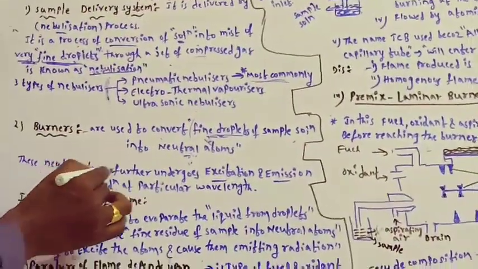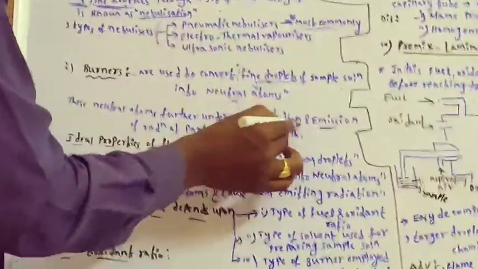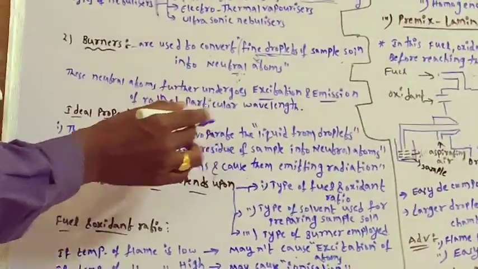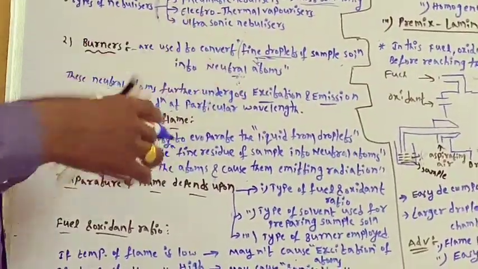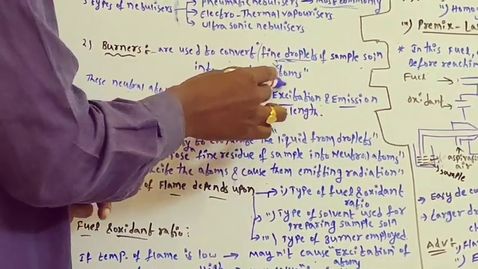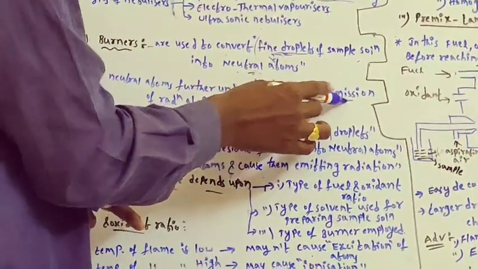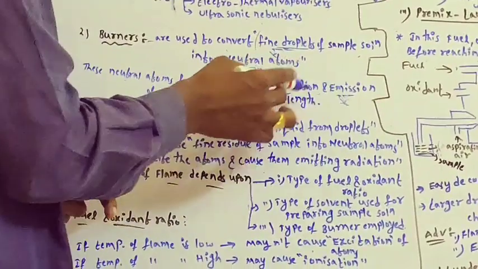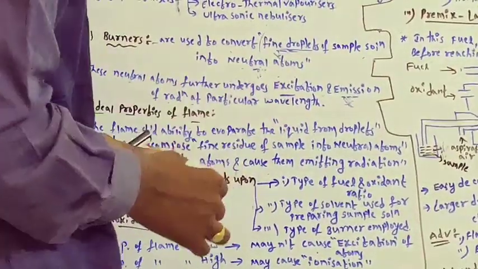These neutral atoms further undergo excitation and emission of radiation at a particular wavelength. Due to the thermal energy of the flame, these neutral atoms undergo excitation. The excited state is unstable, so they return to the ground state with emission of radiation. This emission of radiation we are going to measure at a particular wavelength.